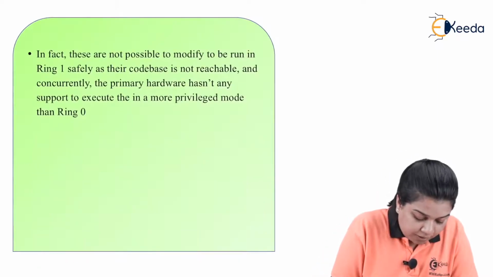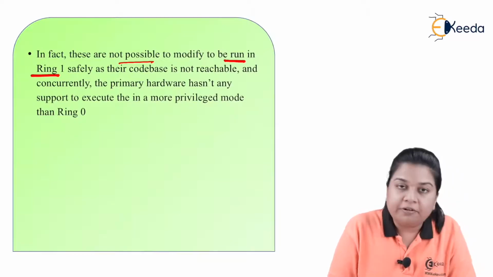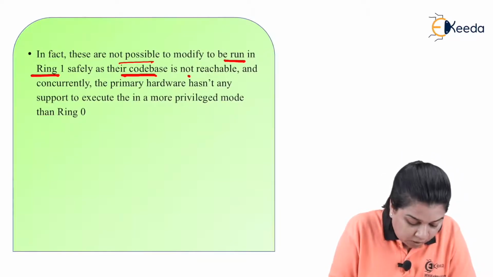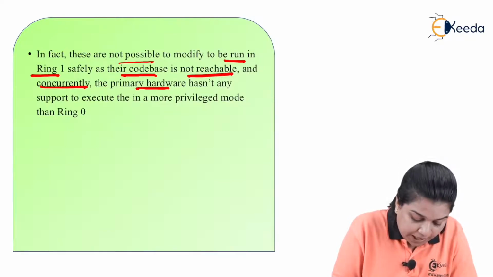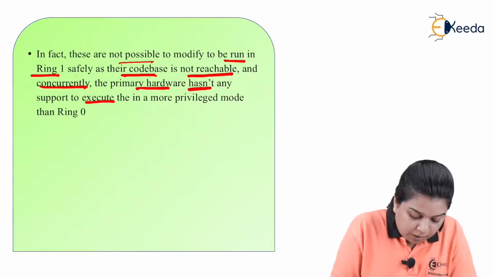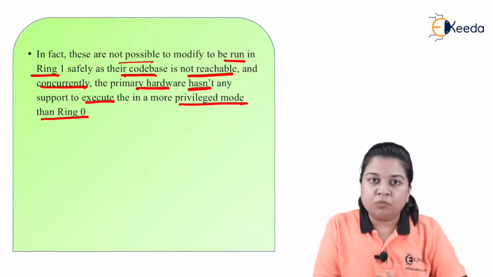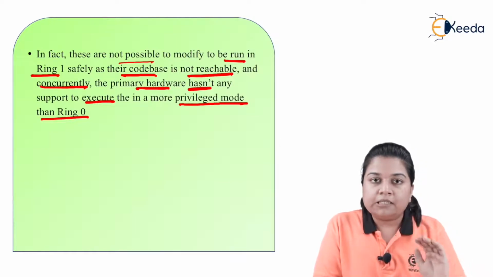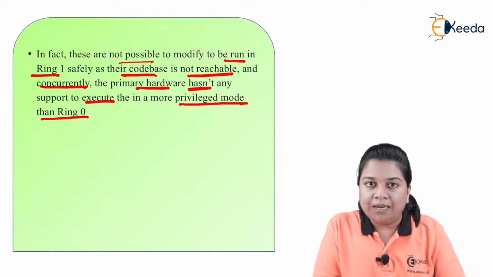In fact, these are not possible to modify to be run in ring 1 safely as their code base is not reachable, and concurrently the primary hardware has no support to execute in a more privileged mode than ring 0. That means ring 0 is the most privileged one, ring 1 is a step less privileged as compared to ring 0, and then ring 2 is one step less as compared to ring 1, and ring 3 is the least.